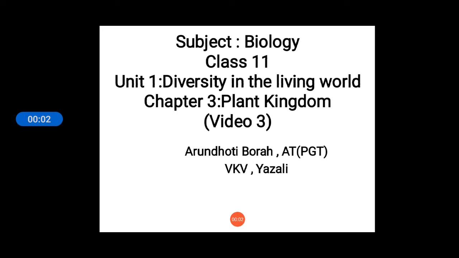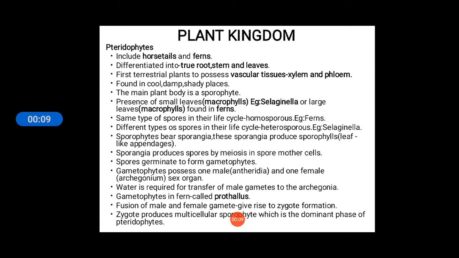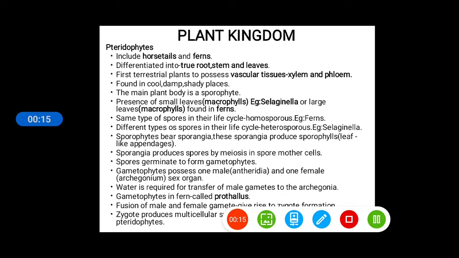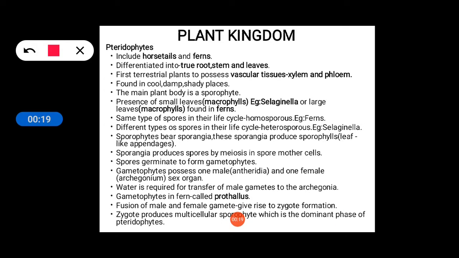Students, this is the last video of chapter 3, that is plant kingdom. Let us see what are pteridophytes first. Let us see the characteristics of pteridophytes. Pteridophytes include horsetails and ferns.